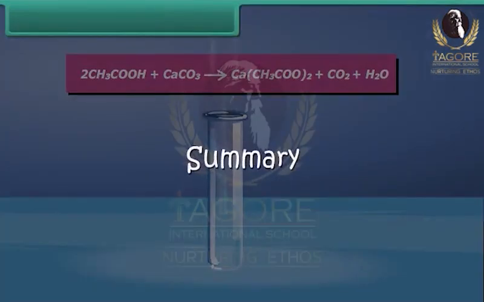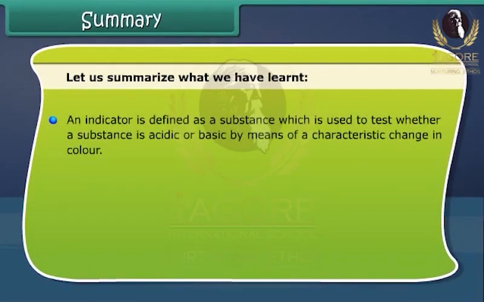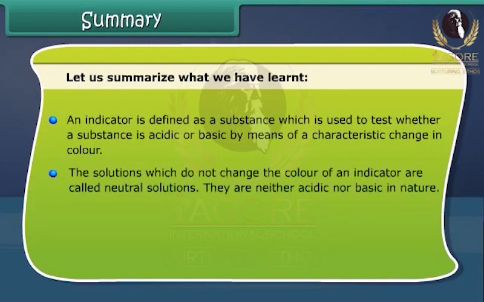Summary. Let us summarize what we have learned. An indicator is defined as a substance which is used to test whether a substance is acidic or basic by means of a characteristic change in color. The solutions which do not change the color of an indicator are called neutral solutions. They are neither acidic nor basic in nature.